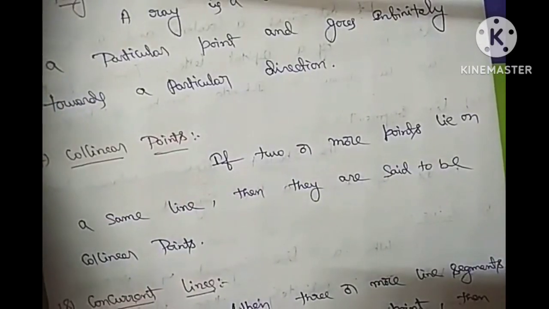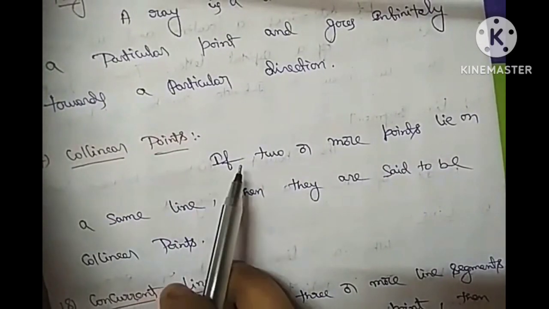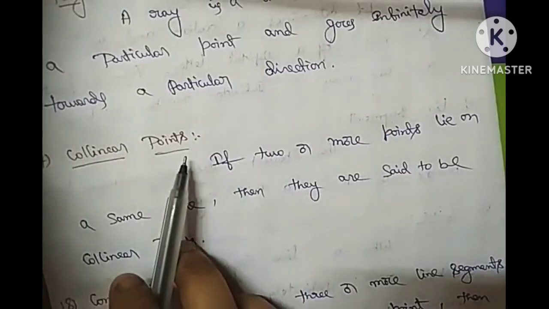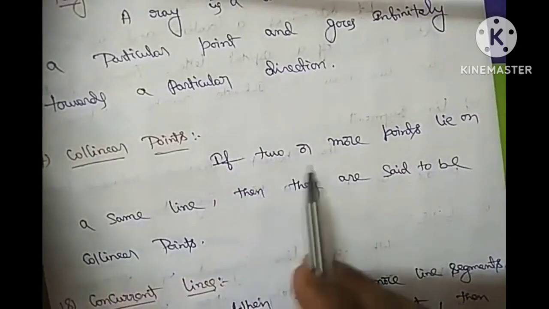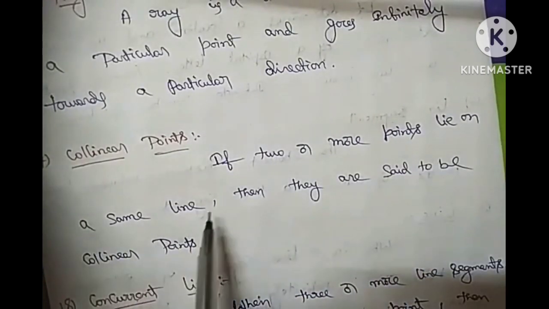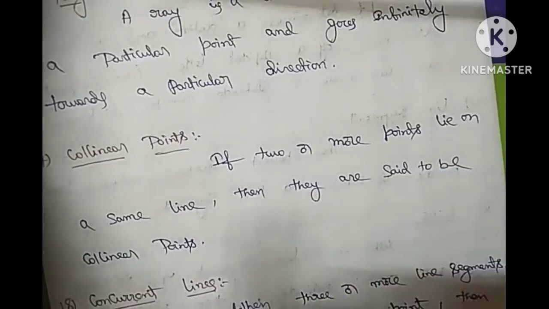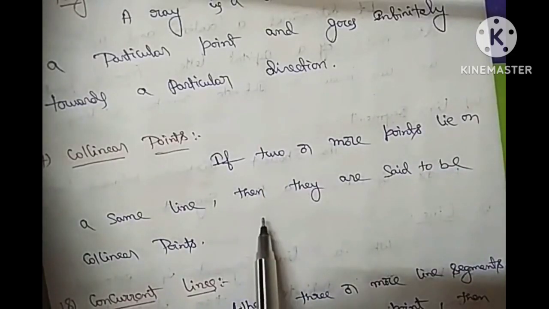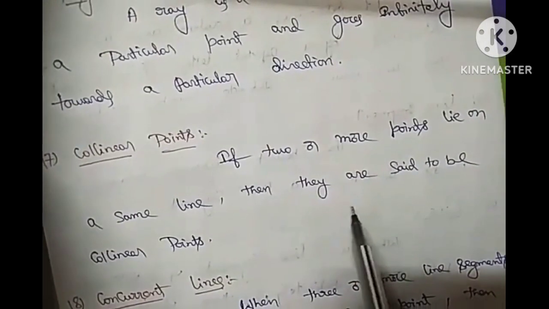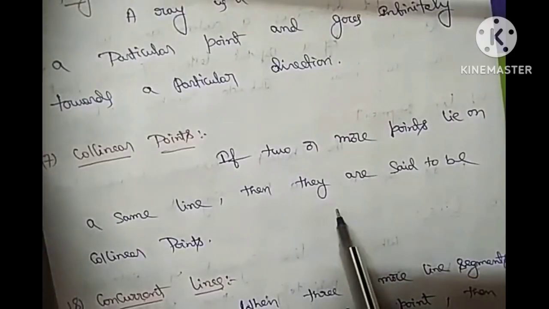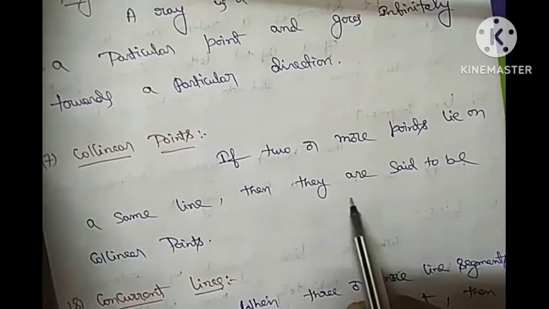Next topic will be collinear points. In collinear points, what will happen? If two or more points lie on the same line, then they are said to be collinear points. Understood? In a line segment, how many points will there be at maximum? Only two points, one at one end and another at the other end. But in a line, it is possible to have some more points.